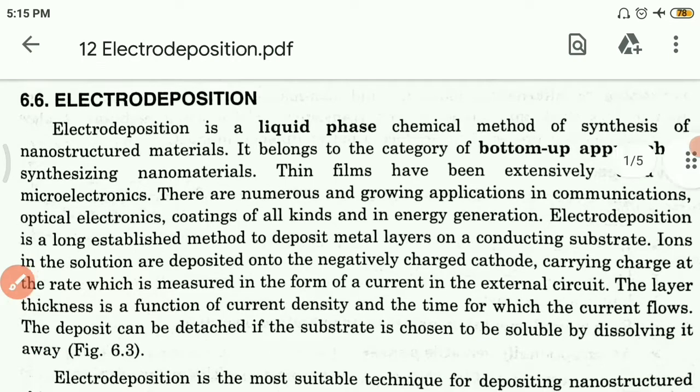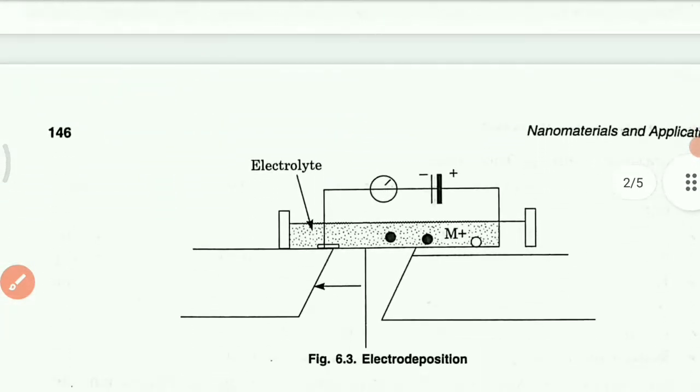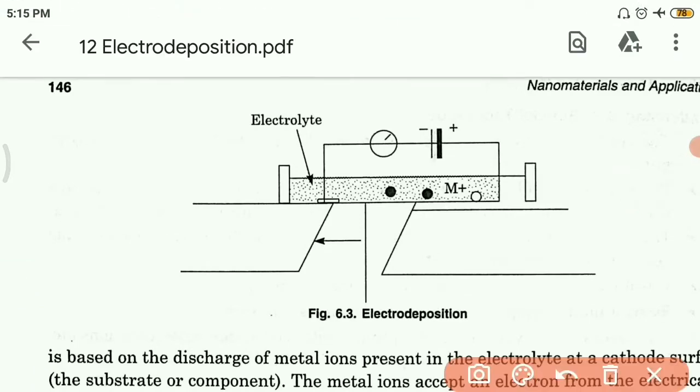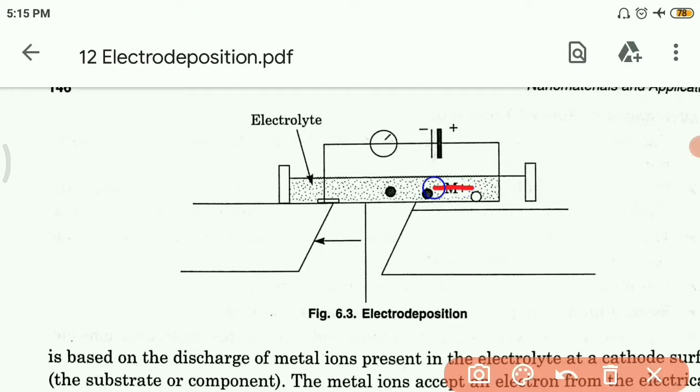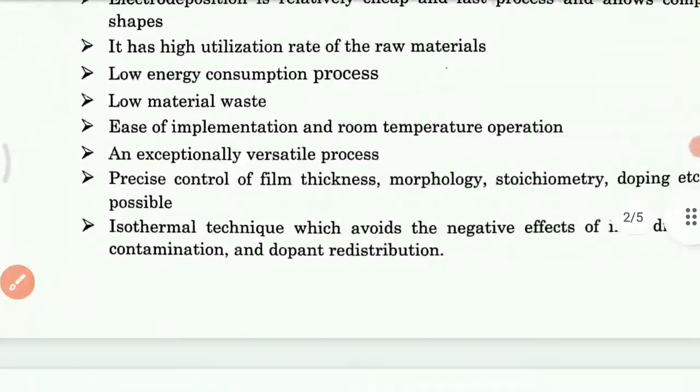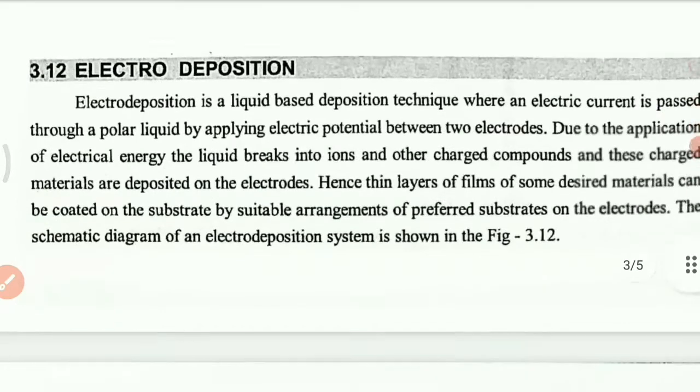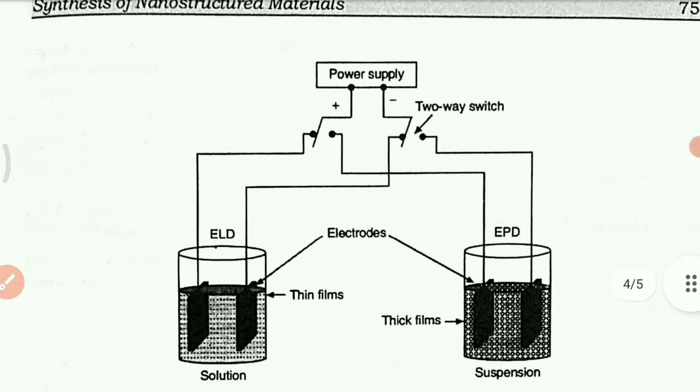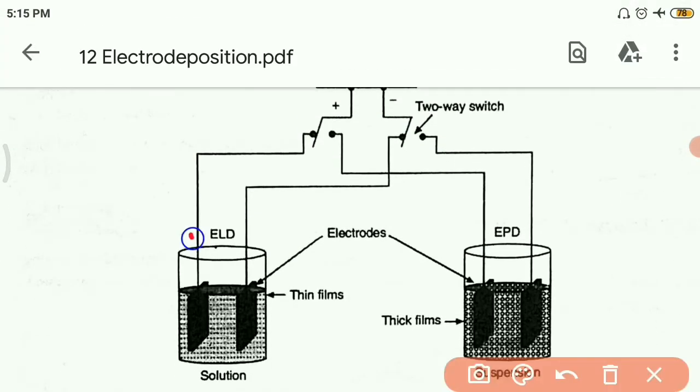Okay, so here you can see the figure of the electrodeposition process, which is based on the discharge of the metallic ions which are present inside the electrolyte, and they go towards the negatively charged cathode. Okay, the same figure has been given in a detailed way in another book which I have taken. Okay, this one. So here you can see this is ELD and this is EPD. Okay, so EPD means electrophoretic deposition and ELD means electrolytic deposition.